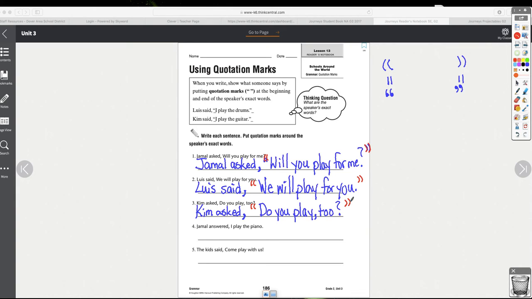Great, Jake. Great, Rosemary. Thank you, Kaden. Nice job. Make sure your end quotation mark. Jamie, come on. Let's go. We're writing sentences. Let's get this done. Do you play too? Make sure your quotation marks go after the question mark at the end of that sentence.